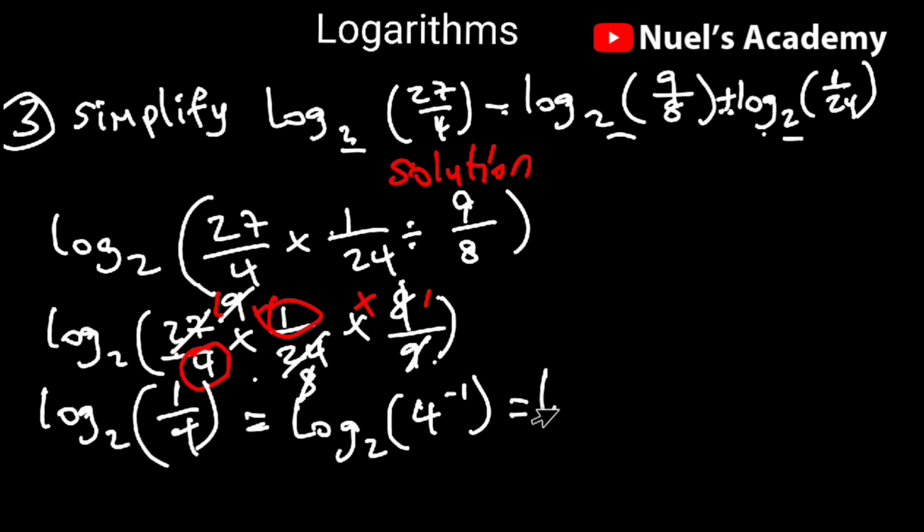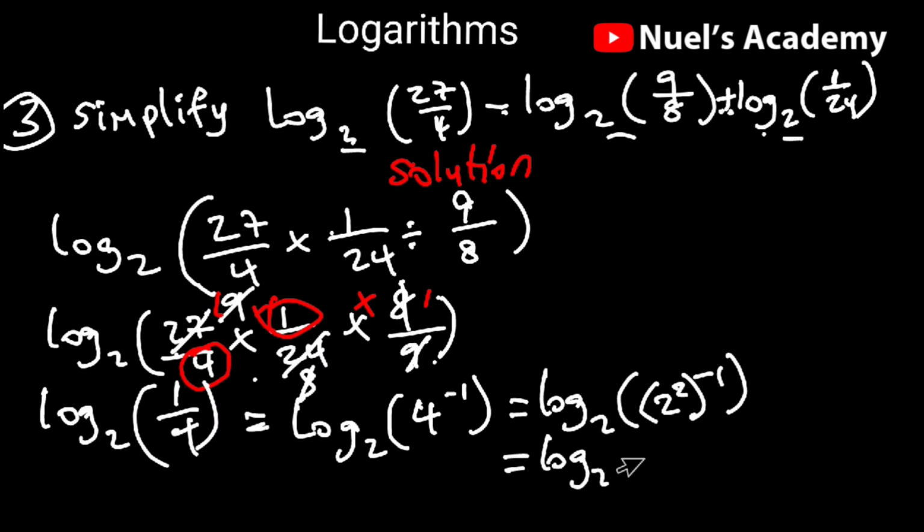Alright, so this becomes log 2 into, now this 4 can be written as 2 raised to the power 2. So we have 2 raised to the power 2 into -1. So this becomes log 2 into, we are going to multiply these 2 and -1. So if you do that, we are going to have 2 into -2.